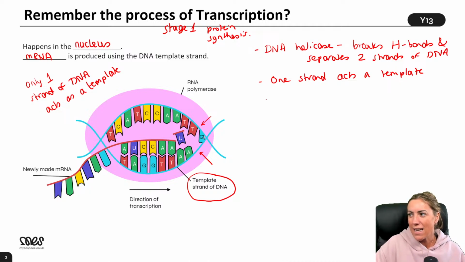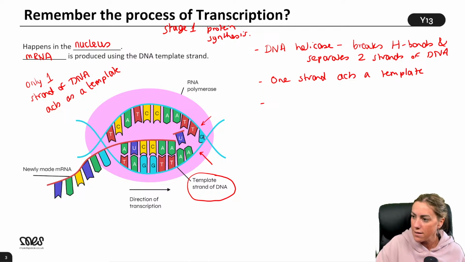What is the next thing we could say before we start talking about the next enzyme? Okay, so we've used our DNA helicase, we've broken the hydrogen bonds, we've separated the two strands, we've got our exposed bases on the template strand. What's going to start to happen? Any ideas before we talk about the next enzyme?